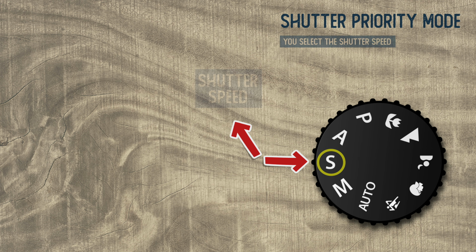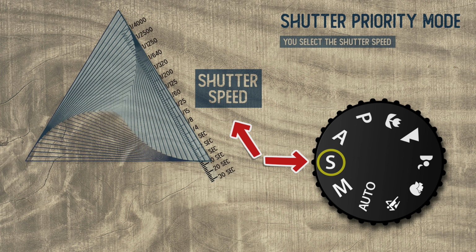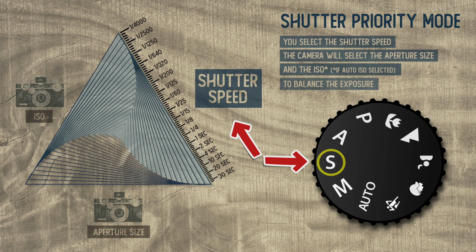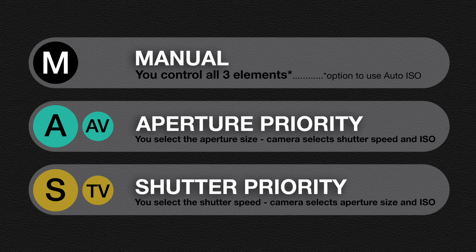So let's take a look at the exposure triangle for shutter priority. Simply select S for shutter, or TV if you have a Canon, and you will be in full control of the shutter speed. And the camera will read how much light is coming into the camera and adjust the aperture size and ISO to give you the perfect exposure. And again, what this does is release you to be super creative with your shutter speed, and confident that the camera will select the correct aperture size and ISO to give you the perfect exposure. So they are the 3 modes that we're going to look at.